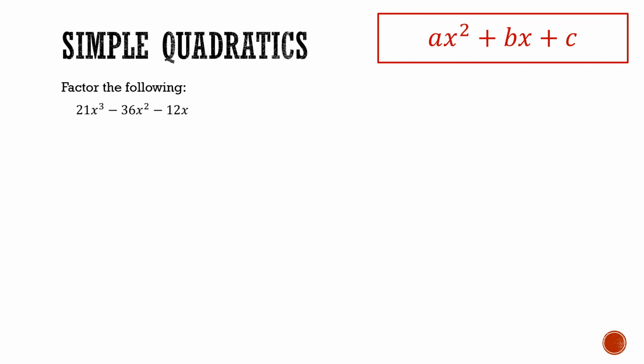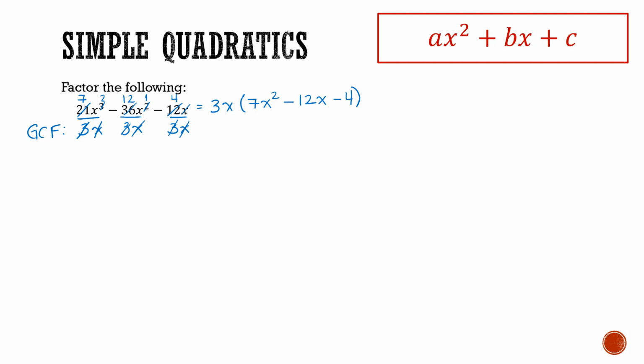Here, I have 21x cubed minus 36x squared minus 12x. First, I'm going to look for common factors, and I can see that each term is divisible by 3 and by x. So factoring out 3x, I'm going to get 3x times 21 divided by 3 leaves me 7, and x cubed divided by x leaves me x squared, minus 36 divided by 3 leaves me with 12, and x squared divided by x leaves me x, minus 12 divided by 3 leaves me 4, and the x's cancel each other out.